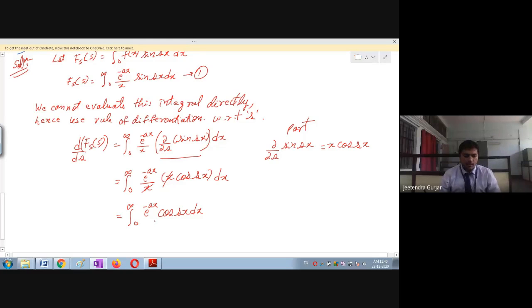Now you can see this is of the standard form, right? So you can use the formula. I think you remember the formula for the integral of e raised to ax cos bx dx. Please check the formula once again: e raised to ax divided by a square plus b square, times a cos bx plus b sin bx. Yes, students, is it clear?